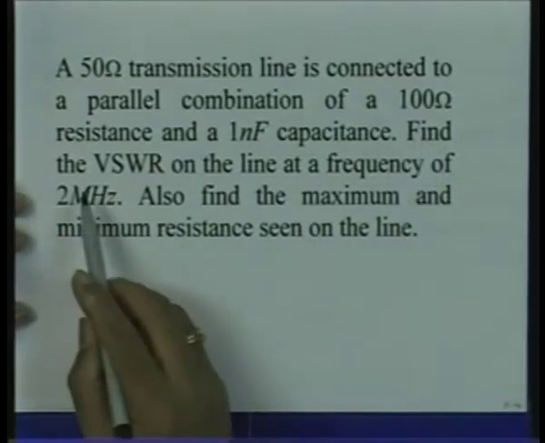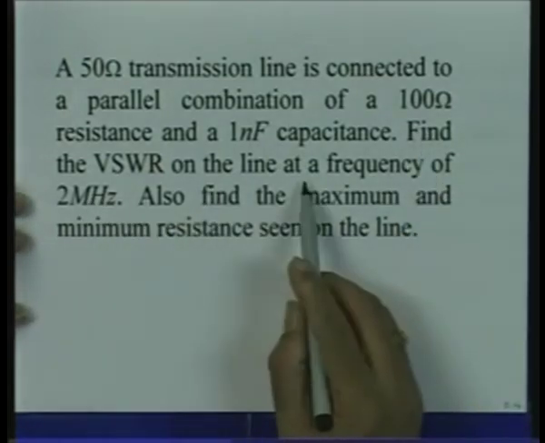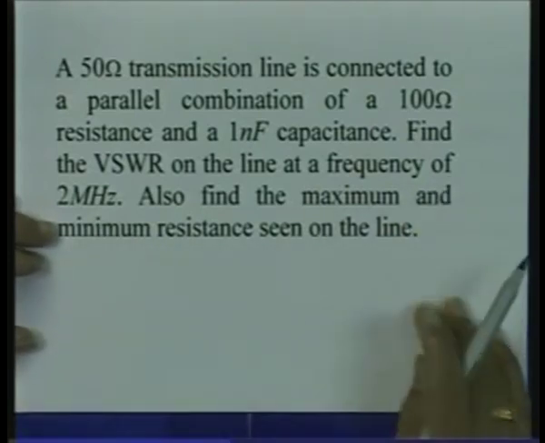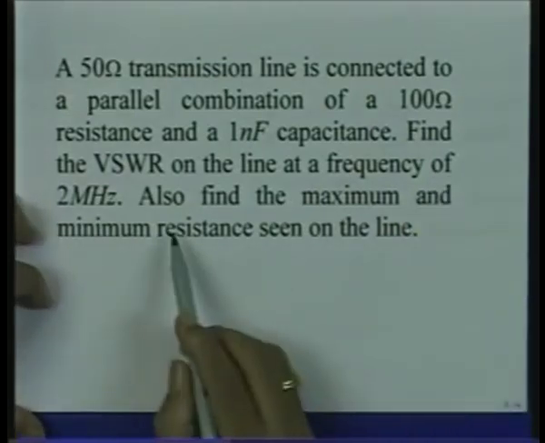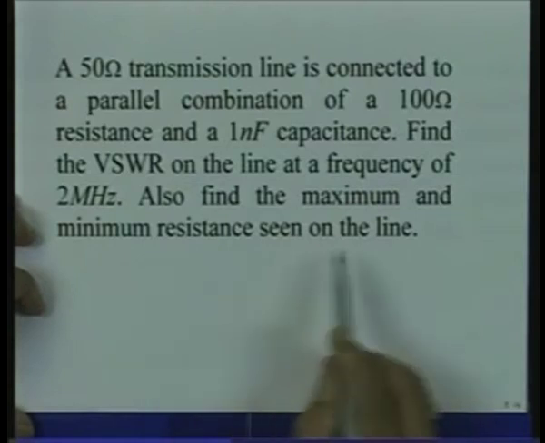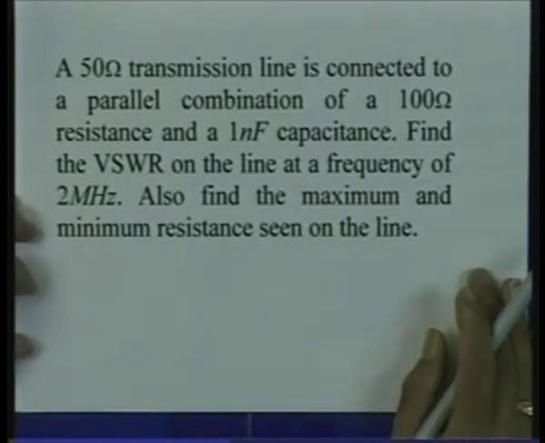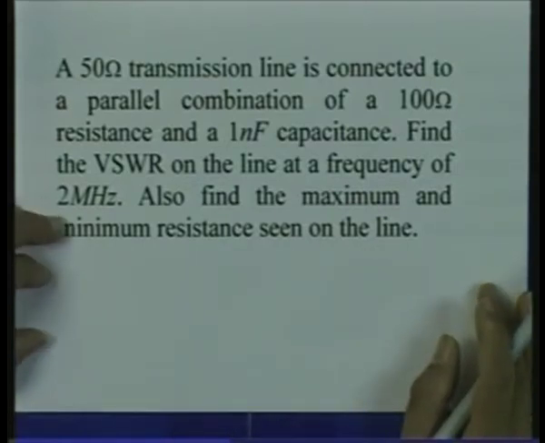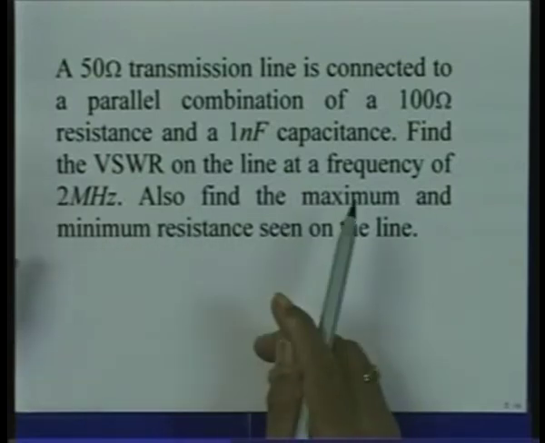We are supposed to find out what is the VSWR on the line at a frequency of 2 megahertz. Also find the maximum and minimum resistance seen on the line. So, two things we have to find out. First thing, we have to find out what is the VSWR, because that is the measure of how much power is reflected on the line, and also we are interested in finding out what is the maximum and minimum resistance we will see on the line.